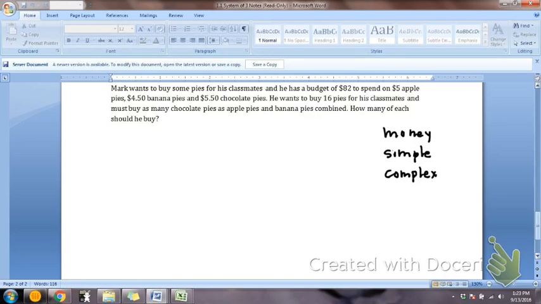All right, so what are the three things we're dealing with here? Apple pies, banana pies, chocolate pies. So we're going to let A be the number of apple pies. B is going to be the number of banana pies.